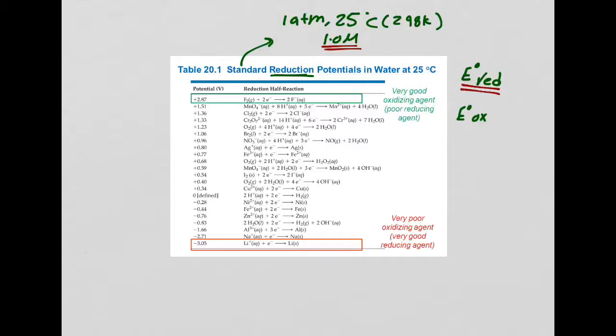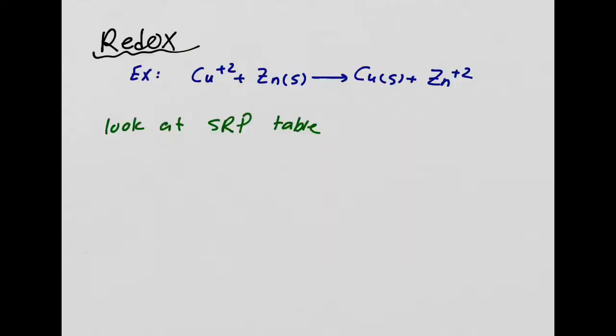Okay, so hopefully you're following that so far. All right, now to know if a reaction is going to happen spontaneously at standard conditions, what you would have to do is add up the reduction cell potential plus the oxidation cell potential, okay?